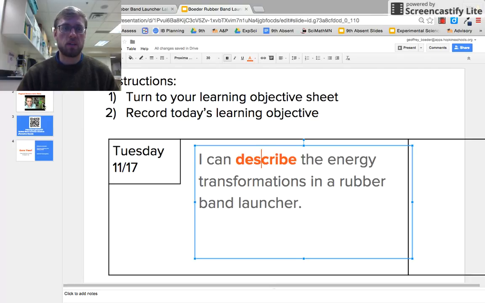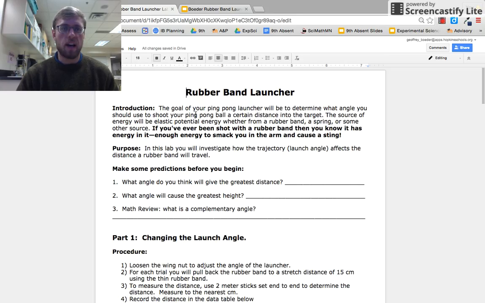Here's how we're going to be doing that. You're watching this video now. You're going to then grab a rubber band launcher lab. You probably don't have that yet. If you don't, let's go ahead and pause the video and go grab the rubber band launcher lab sheet. Okay, I've assumed that you have paused the video and you've already got the rubber band launcher, and now we're back. Let's take a look at the introduction of the rubber band launcher lab.